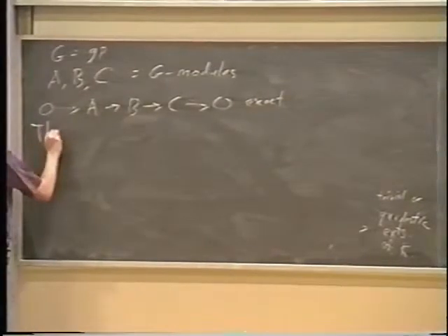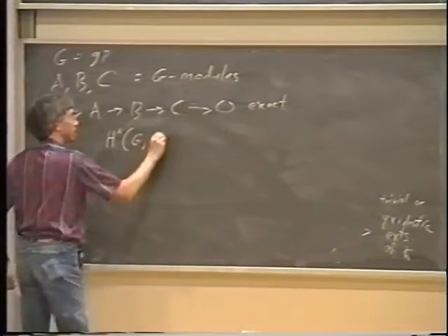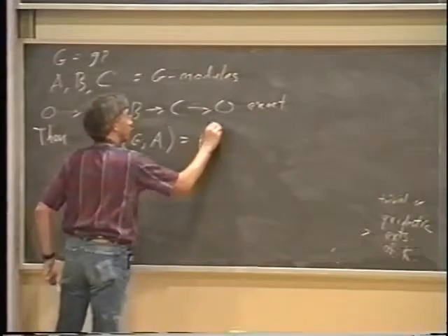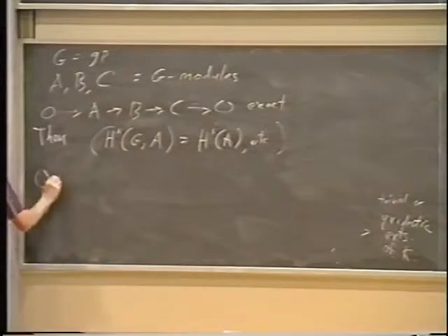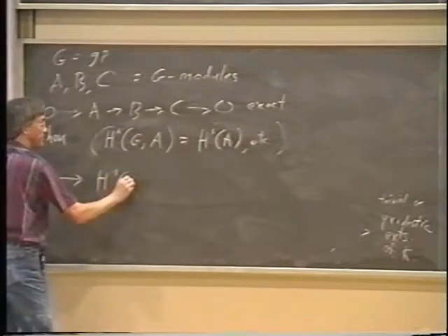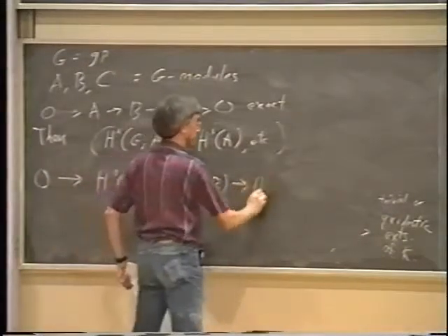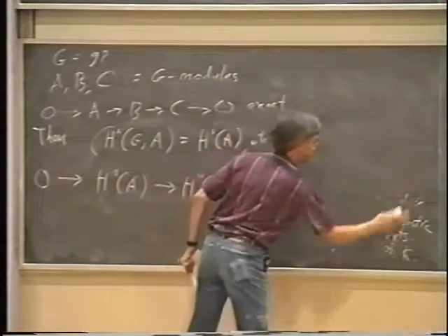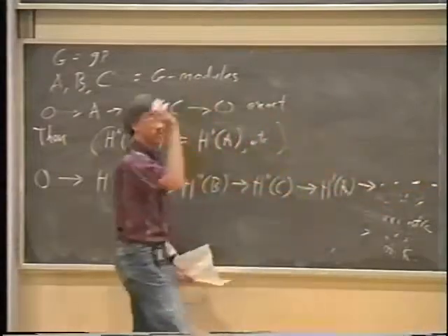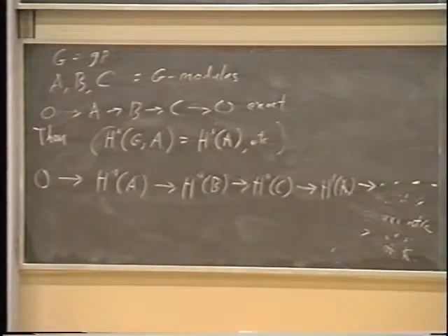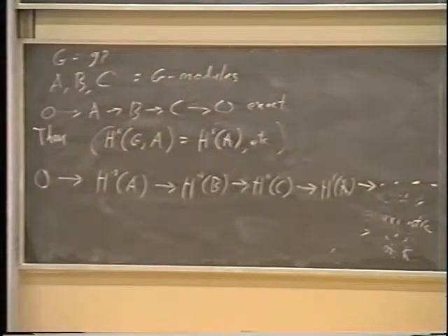Okay, then, well, I'm going to write Hi of A for Hi of G with coefficients in A, etc. We have 0 goes to H0 of A, H0 B, H0 C, H1 A. Just keeps going, the numbers keep going up, it goes on forever. Well, I didn't define H3 and higher, but it keeps going up through those also.